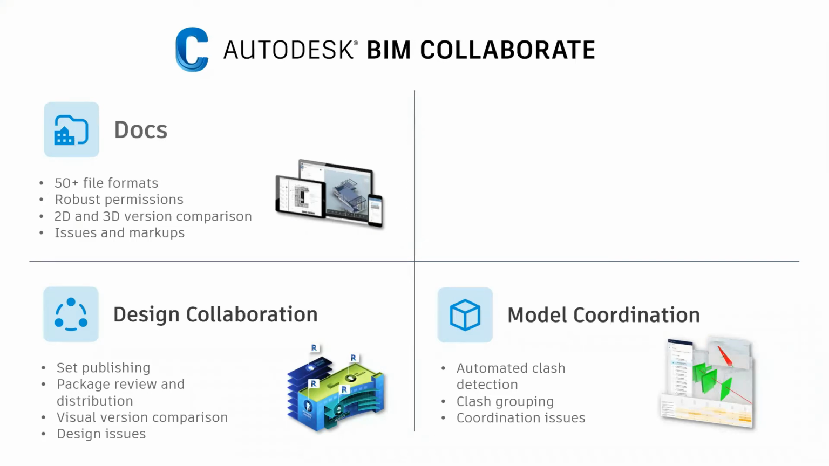Okay. Design collaboration is the other big part of it. So when we started to get into the model side of things and the models that are being shared on the project, you then, with the BIM Collaborate access, have the ability to set publishing and package reviews and distribute those packages and track those versions and those comparisons and create issues basically if they arise and assign them to members of the project.